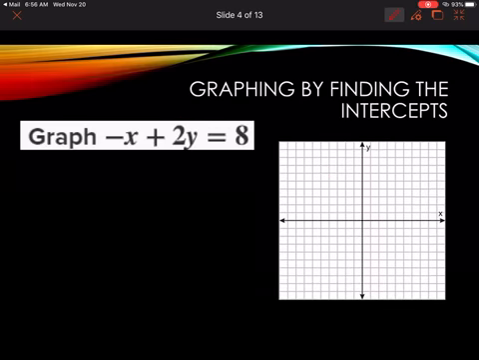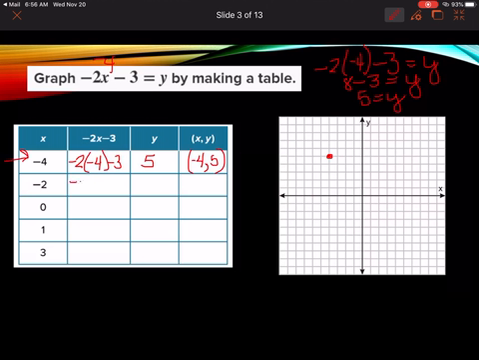So the next one, I'm going to do negative 2 times negative 2, because that's what I'm plugging in, minus 3. That's 4. 4 minus 3 is 1. So my coordinate is negative 2, 1. So I go left 2, up 1. Put a dot. Do the exact same thing with the 0. So my answer is negative 3. So I have 0, negative 3. 0, negative 3 is down there.